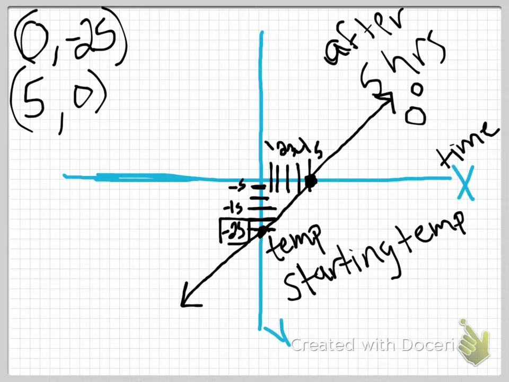At 0 hours, it was negative 25. And then you can follow your line and see that at about 2 hours, it was negative 15 degrees. And at about 4 hours, it was a little less than negative 10 degrees, or 10 below 0. So that's your word problem.